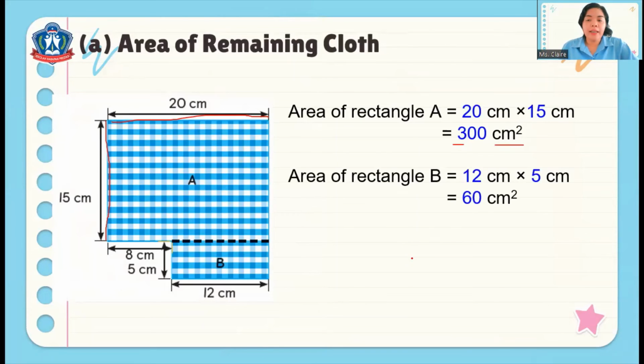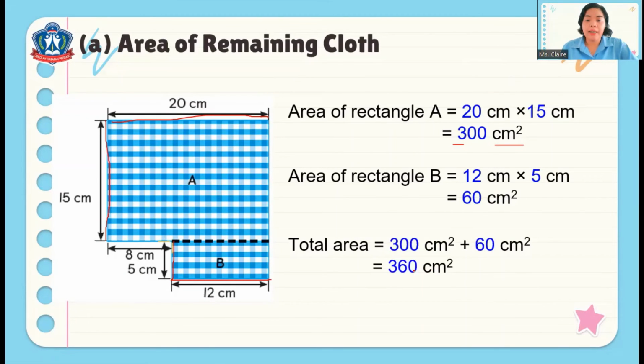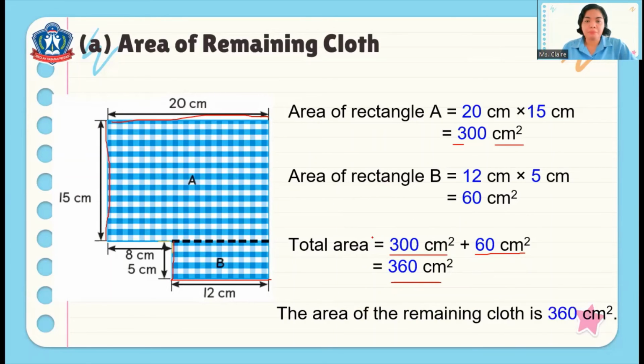Now let's try to find the area of the smaller rectangle. So we have 12 multiplied by 5. This is 5 centimeters. So 12 centimeters times 5 is equal to 60 square centimeters. So the total area is 300 square centimeters plus 60 square centimeters. So the area of this cloth is 360 square centimeters. So this is how to find the area of compound shapes.